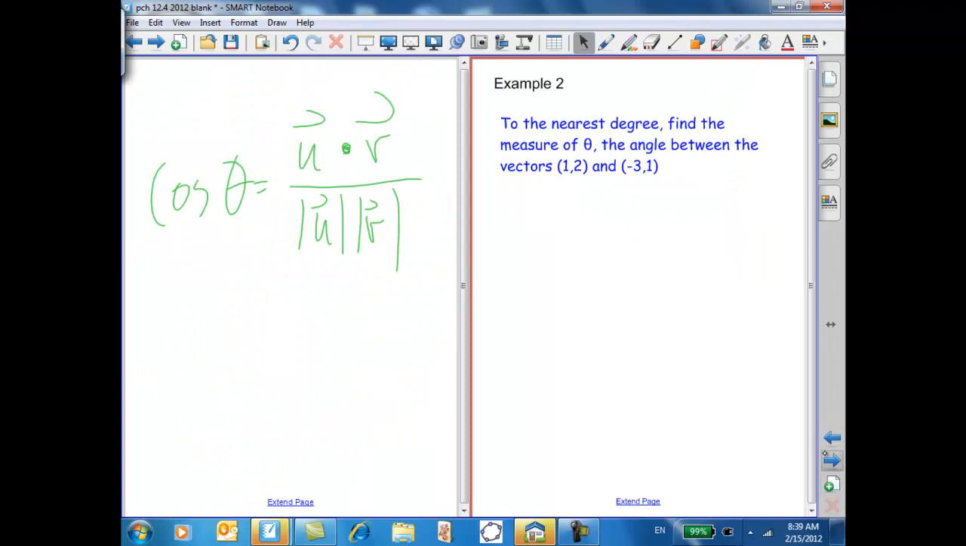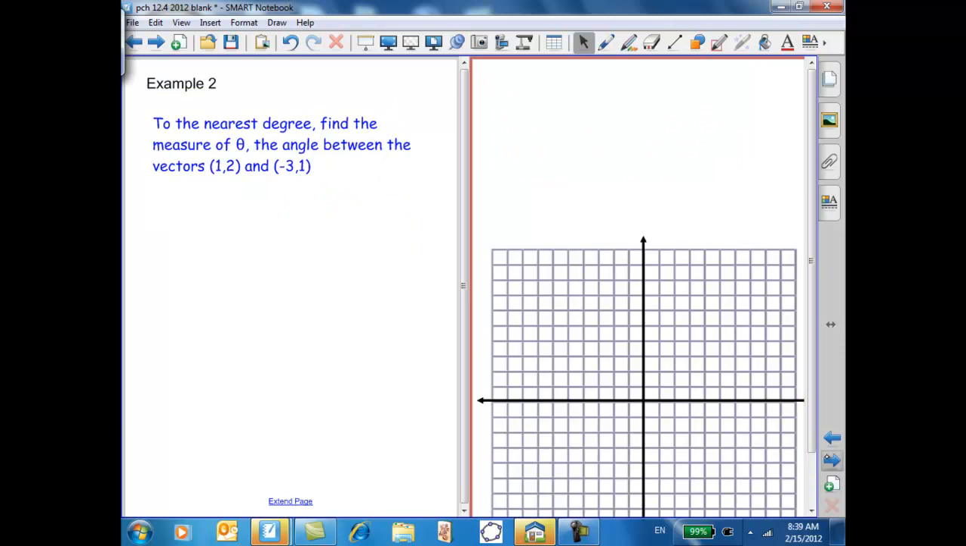So there's the formula. Now find the measure of theta, the angle between vectors 1, 2, and negative 3, 1. And let's do the picture over here. Over 1, up 2. There's the first. Back 3, up 1. That's going to be close to 90, but I think it's a little shy, right? So I just did a picture to get a rough idea.